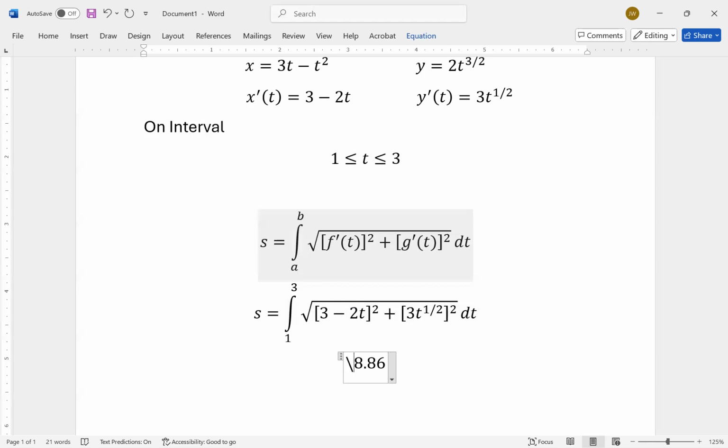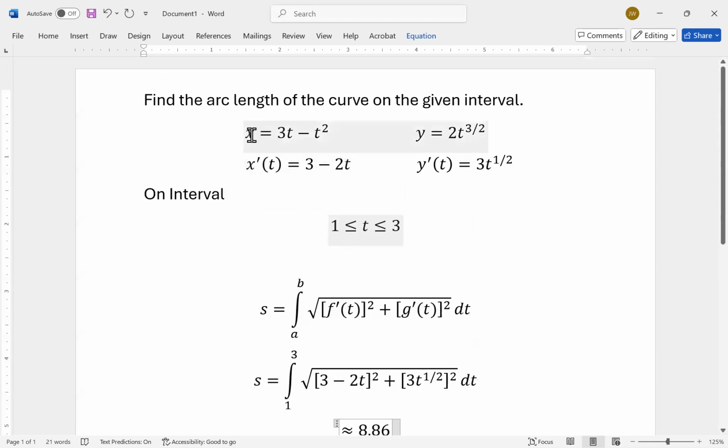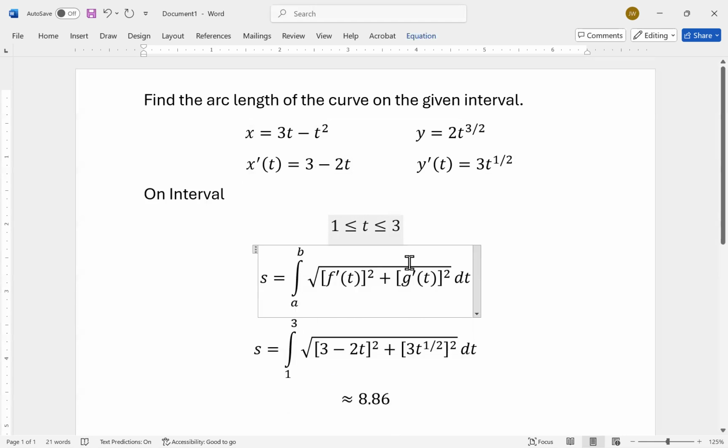When we get the arc length, I got approximately 8.86 as the arc length from t equals 1 to t equals 3 on this curve, the parametric curve for this pair of parametric equations. And that's it. That's the whole arc length.